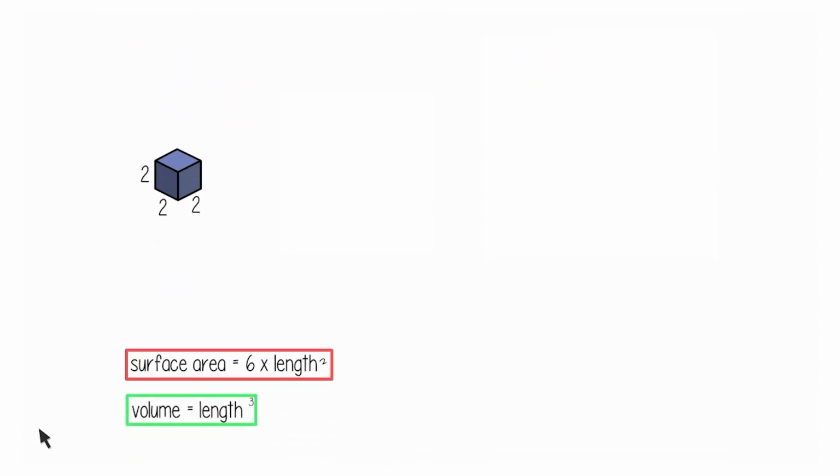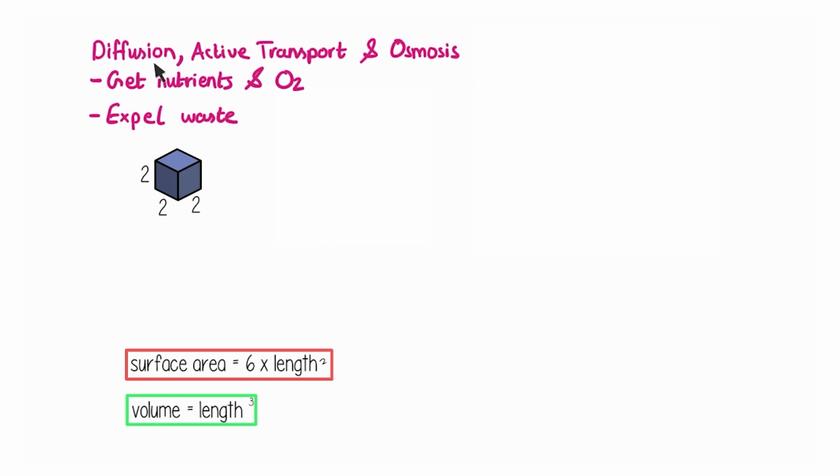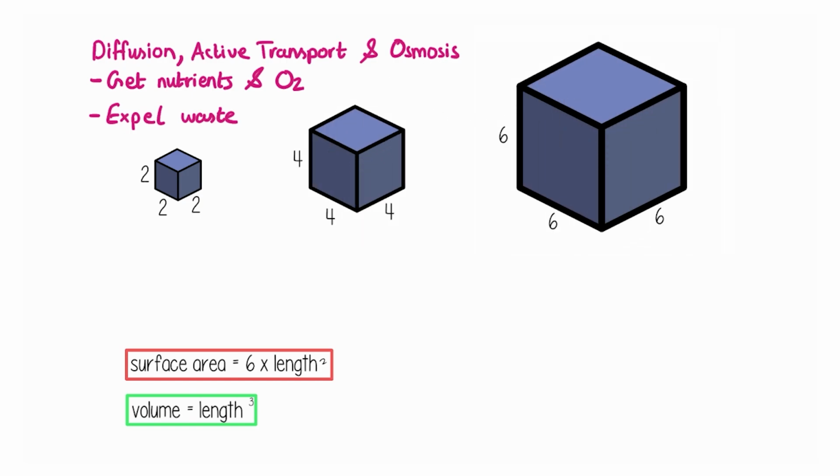When organisms are sufficiently small, they can usually get the nutrients and oxygen that they need and expel their waste products simply through processes like diffusion, active transport, and osmosis. However, when we look at larger, more complex organisms, they tend to be more metabolically active and so have a higher demand for things like nutrients and oxygen, and they also produce larger amounts of waste products that are going to need to be removed. For these organisms, processes like diffusion alone are not going to be enough to meet their requirements.